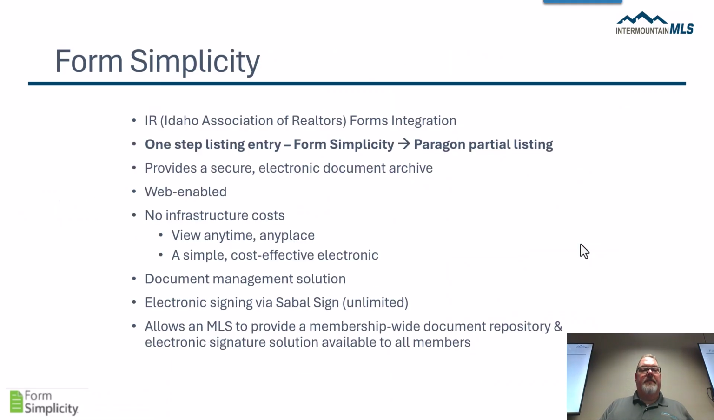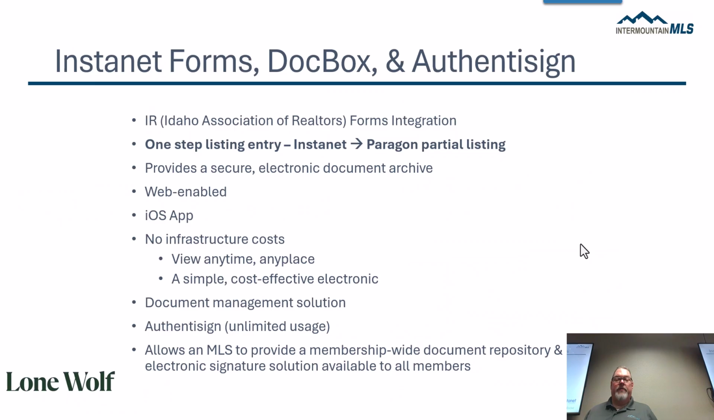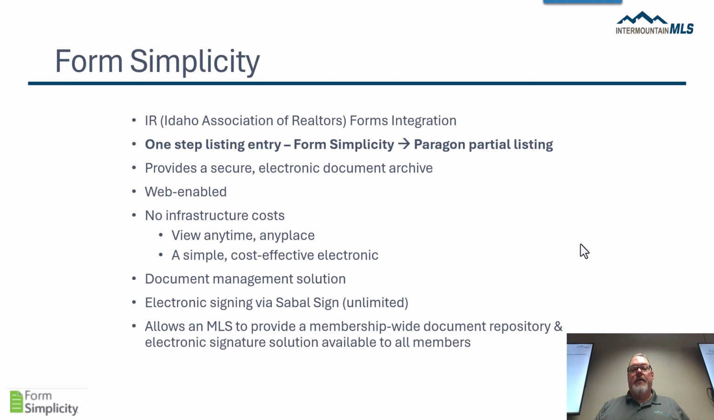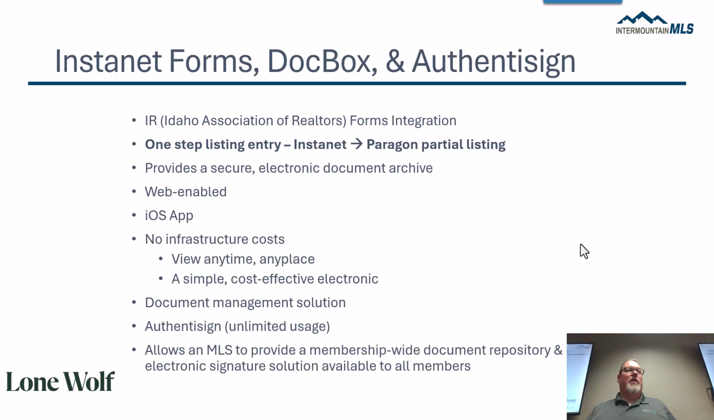InstaNet and Form Simplicity are the two forms programs that the Idaho Realtors use to provide their forms to their members, and Intermountain MLS is integrated with both of them the same way. So a couple things you can do. First, if you're filling out a data form in InstaNet or Form Simplicity, you can send that to Paragon to create a partial or an unpublished listing. And then you can go in the MLS and finish the listing and save it live. You also can bring up a property and click on the InstaNet or Form Simplicity icon, and it will create a transaction and import data from that listing into your transaction as well.